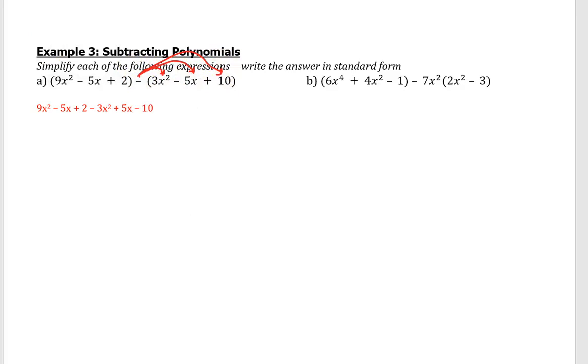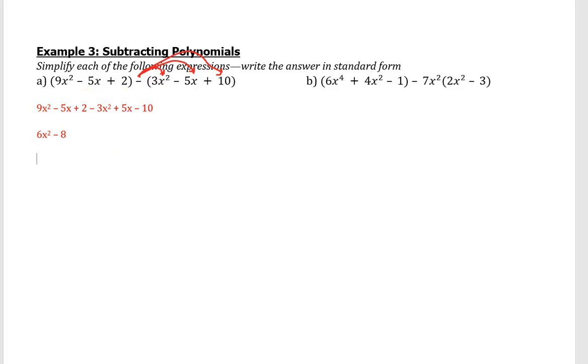From there, you want to combine your like terms. My x squareds, I've got 9 here, negative 3 here, so 6x squareds. Negative 5x, these actually cancel out like they did in that last question because I've got a negative 5x here and a positive 5x here, so there won't be a linear term. And then all we got left is our plain numbers. I've got a positive 2 and a negative 10, so that's going to simplify to negative 8.